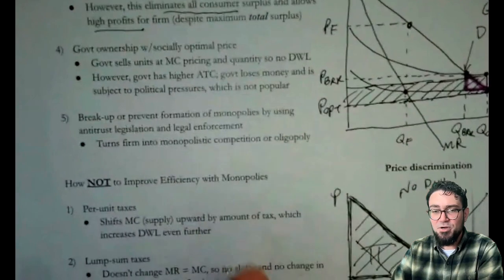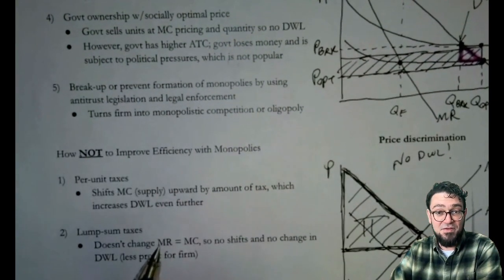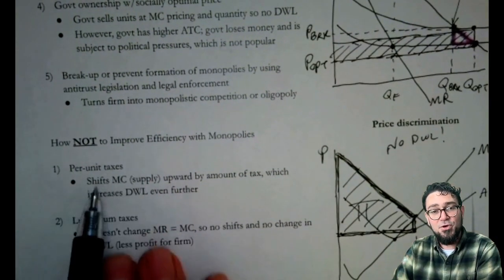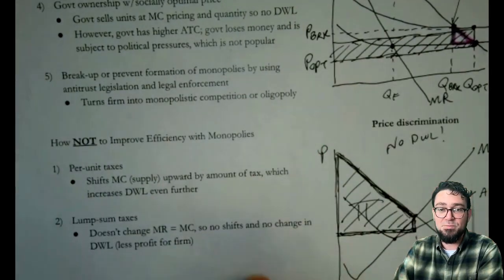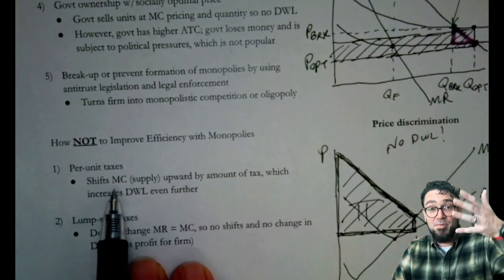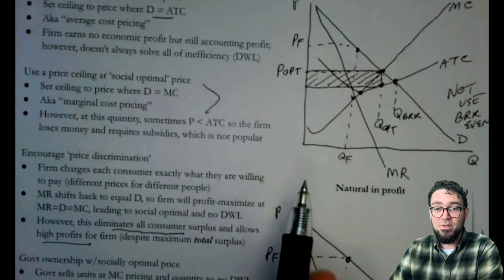Now, the last part of this lecture are two things that will not fix the monopoly. And sometimes you'll get questions that ask about this. A per unit tax would not fix any of these problems. What it would do is shift the supply curve, the marginal cost curve, up. And that actually makes the deadweight loss even bigger.